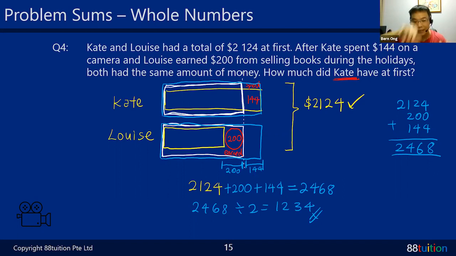Instead of trying to less out the 144, I think many of you did this. You take 2124 minus the 144, then you minus off the 200, something like that, correct? To make Kate and Louis the same size. Then you divide by 2. Then after that, you have to plus back the 200, then you plus back the 144. Can you see? So you are doing an extra step. You minus already, then now you plus back. Can you see? All right.